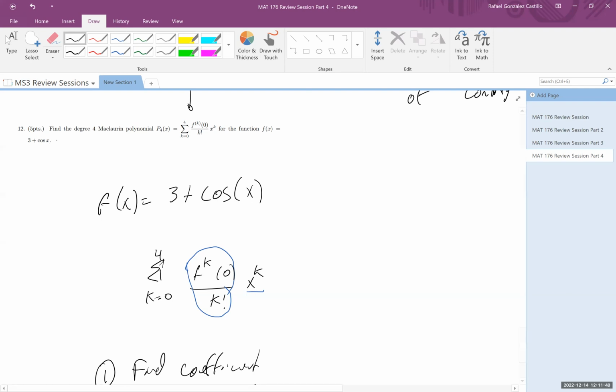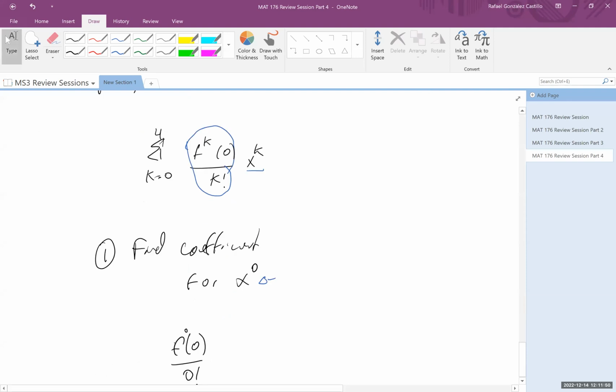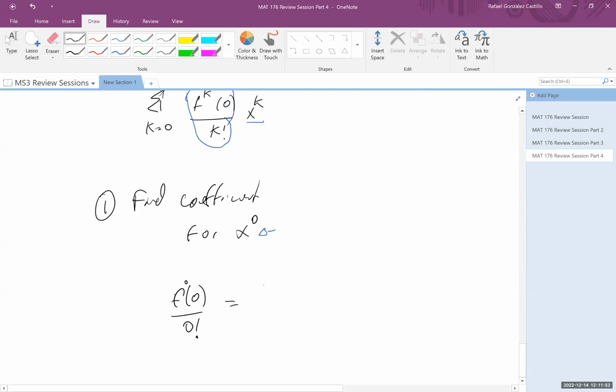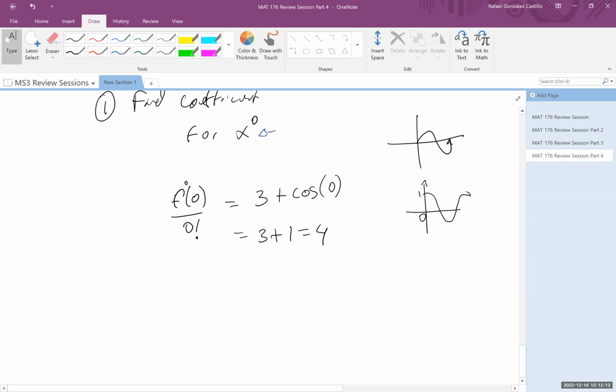Our function is 3 plus cosine of x. So if you plug in 0, you get 3 plus cosine of 0. It's important to know your sine and cosine wave because you're going to use them. There's a sine wave, there's a cosine wave. Cosine of 0 is 1. So we get here 3 plus 1, which is 4. So we have the first coefficient. So for our Maclaurin series, we have 4 times x to the 0, x to the 0 again being 1.